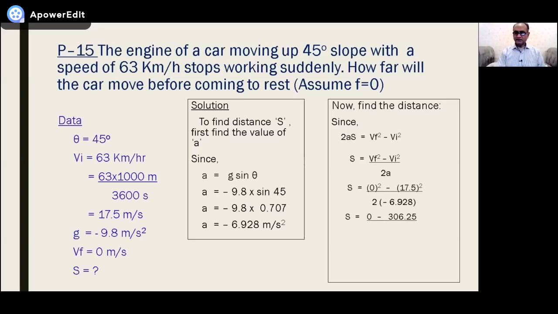Finding their squares. The square of 0 is 0. 17.5 square is 306.25. And then we will multiply these two. We'll get minus 13.857. Subtracting, minus minus cancel. And the distance has come out 22.10 meter.